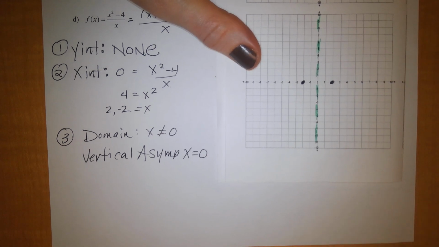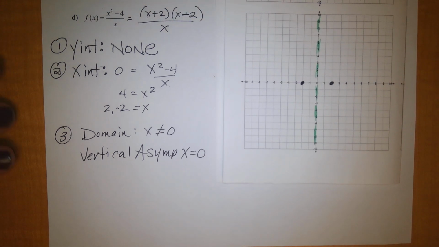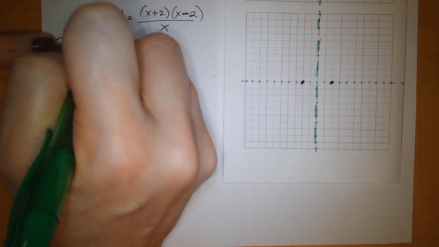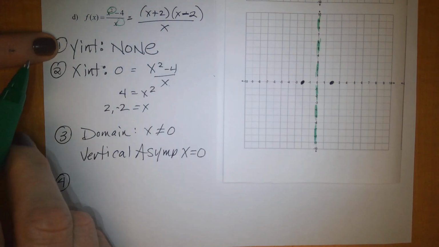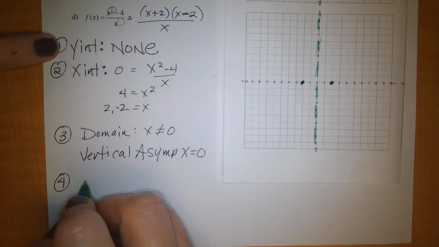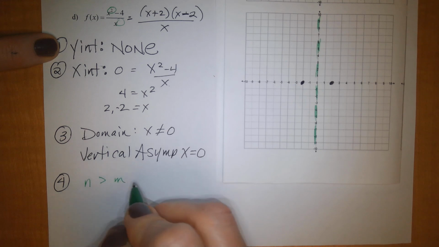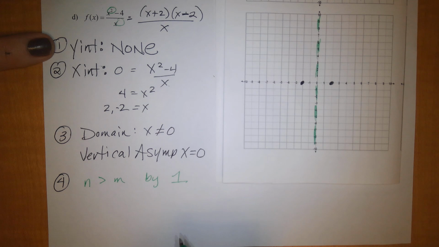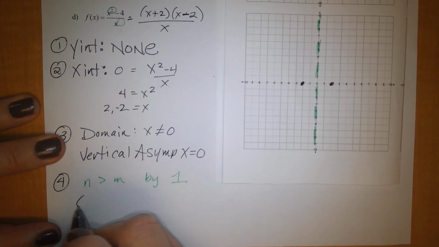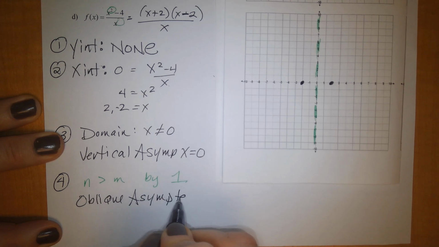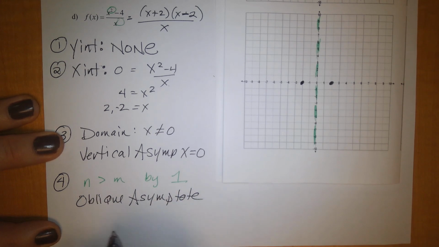So this is my vertical asymptote. To find the horizontal or oblique asymptotes, I compare the powers, the degrees, of the numerator and the denominator. The numerator degree is 2, the denominator degree is 1. So the numerator degree is bigger than the denominator degree by 1 unit, which means I have an oblique asymptote. In order to find out where that oblique asymptote is located, we divide.